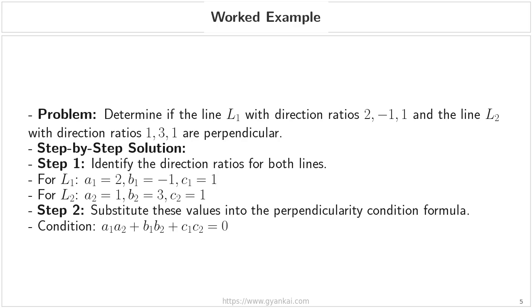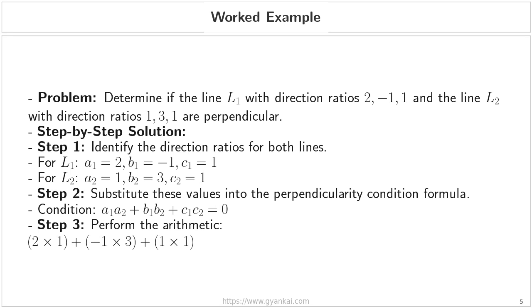Next, we move to step 2. We will substitute these specific values into the perpendicularity condition formula we derived earlier on slide 3. As a reminder, our condition is that a1 times a2 plus b1 times b2 plus c1 times c2 must equal 0.